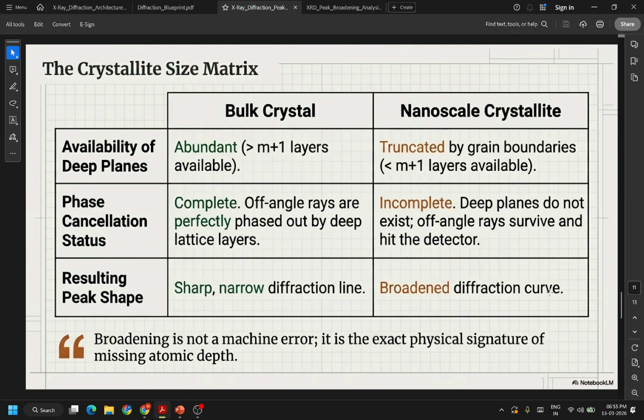But in a nanocrystal, the grain boundaries truncate the availability of deep planes. So in a bulk crystal, it results in perfect phasing out of off angle rays by deep lattices, and results in a sharp, narrow diffraction line. But in a nanoscale crystallite, the deep planes do not exist, so off angle rays survive and hit the detector and result in a broadened diffraction curve. So the broadening is not a machine error. It gives the exact physical signature of missing atomic depth, which is coming from your crystallite size.